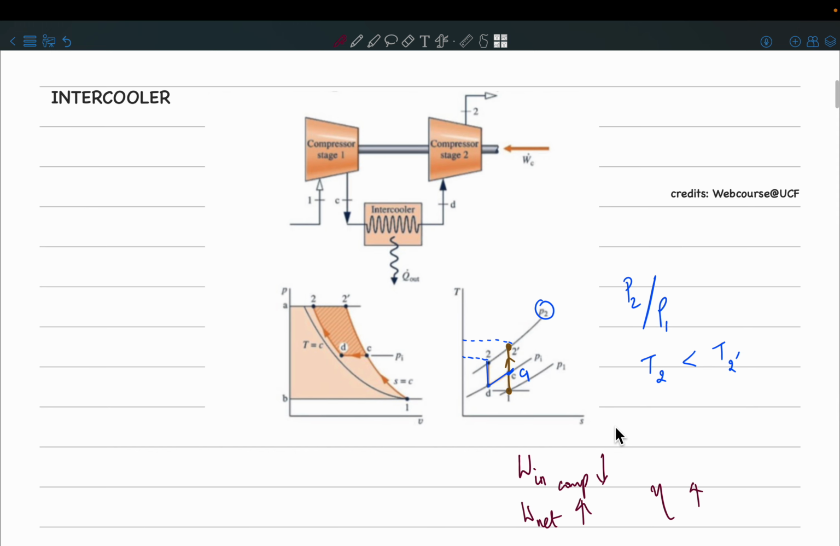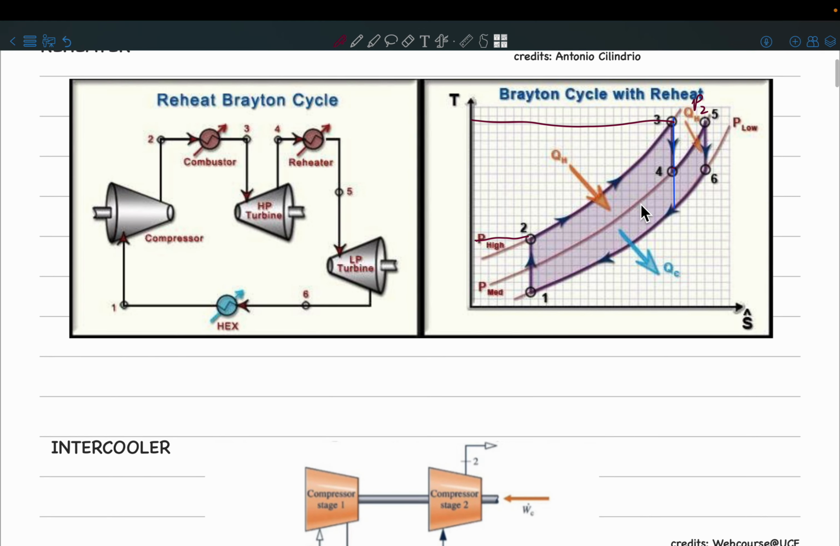Okay. So if you use both intercooler and reheater, and intercooler is increasing the efficiency and reheater may or may not increase the efficiency, we cannot say. I mean, what if the decrease is much more here?